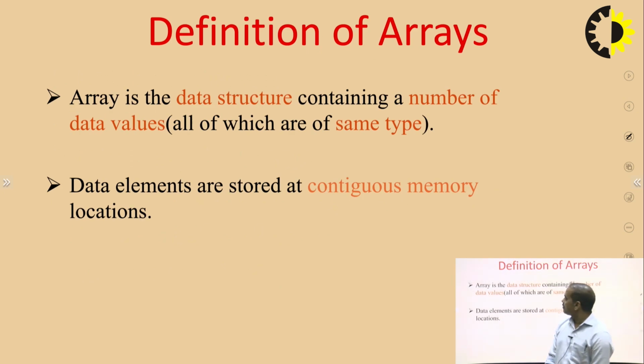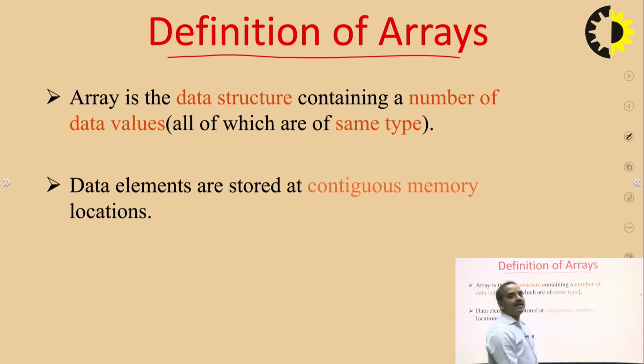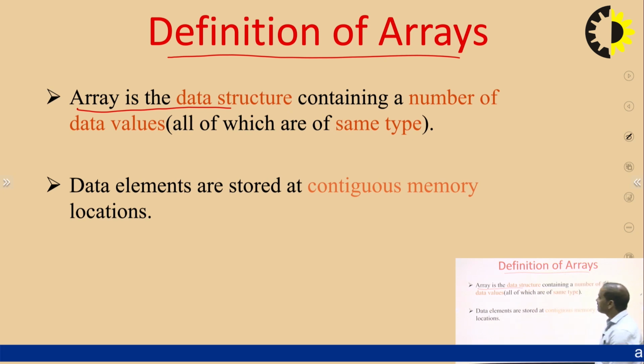Here we have discussed the definition of array. The definition of array, as you know, is the collection of same type of data elements. That means if we define an array of type integer, then all the values of that array are integer type. If we declare a character type array, then the value of all the elements is characters. Here we write: array is the data structure containing a number of data values, all of which are the same type.